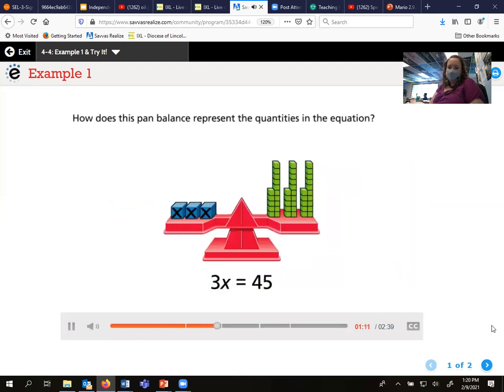How does this pan balance represent the quantities in the equation? Okay, here we have 3 X's and here we have 45. How are those 45 little green tiles arranged? Did they just throw them all on there? Jack? Yeah, they divided the 45 into 3 groups. So what do you think we're gonna do to solve this problem? Josie? Yeah, we're gonna divide it. We're gonna divide the 45 by 3.